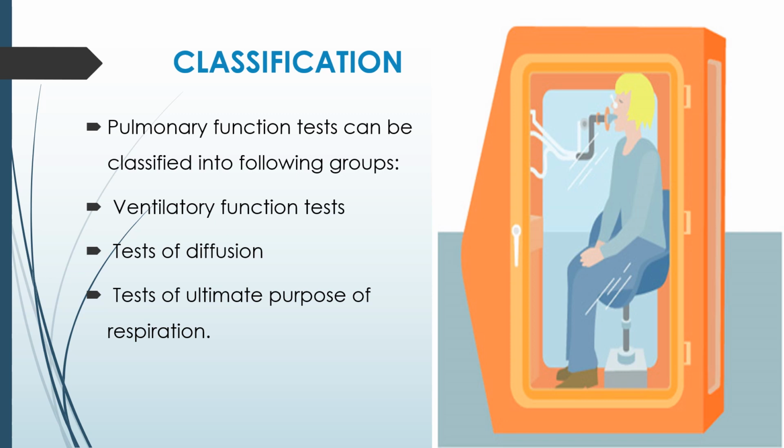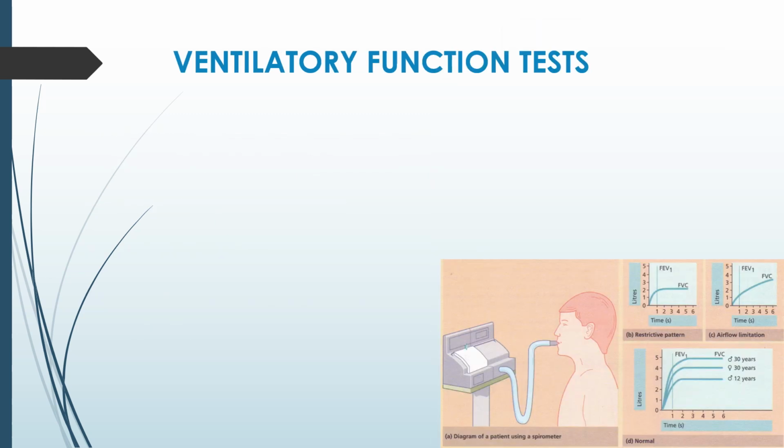Classification. Pulmonary function tests are classified into ventilatory function tests, tests for diffusion, and tests of the ultimate purpose of respiration. Ventilatory function tests are done for the assessment of the expansion of the lungs and the chest wall, and also for the assessment of restrictive and obstructive lung diseases.